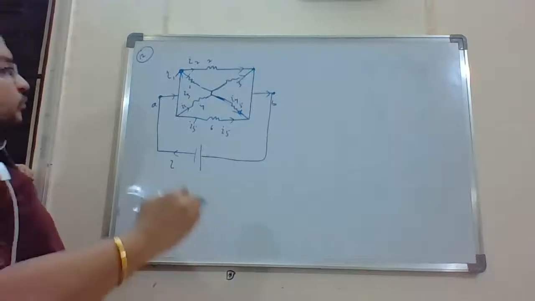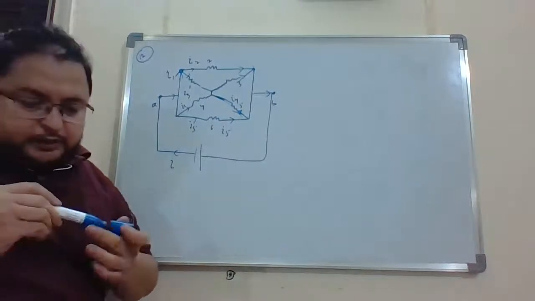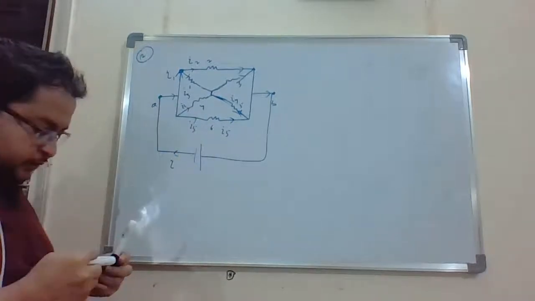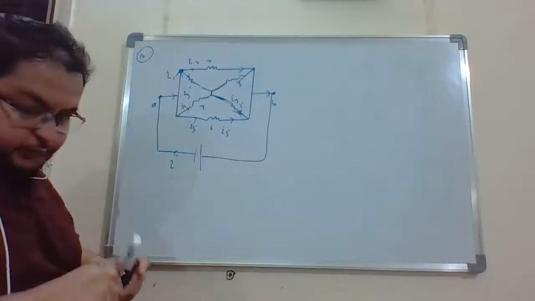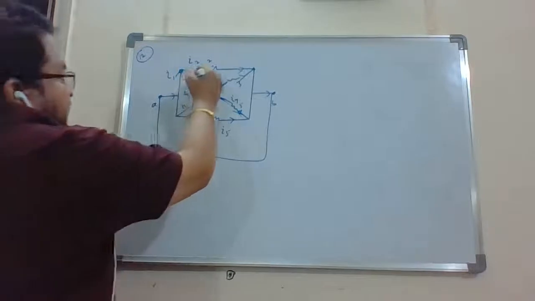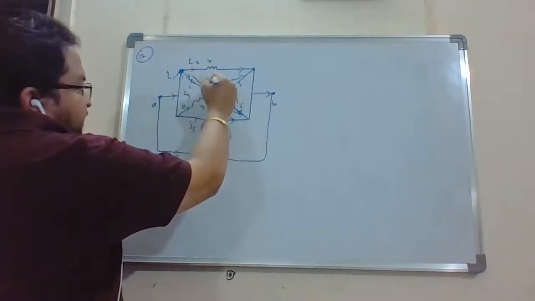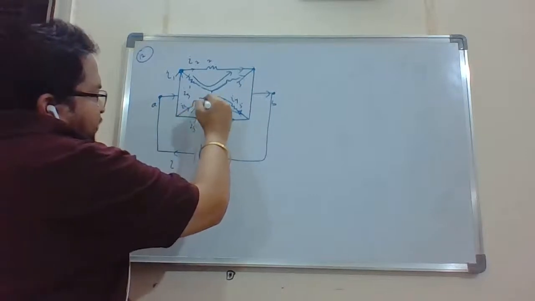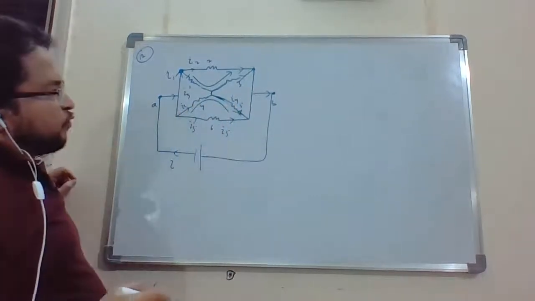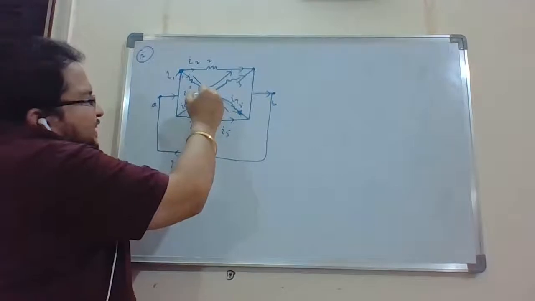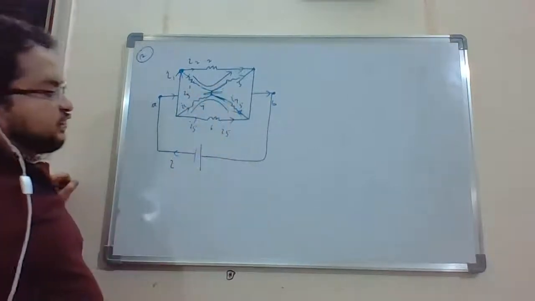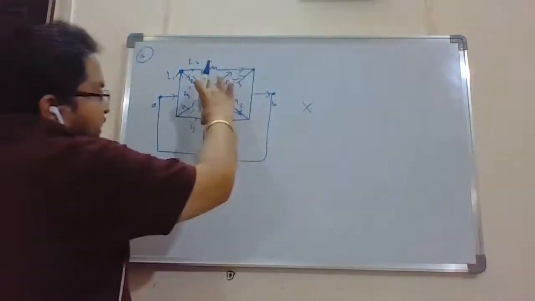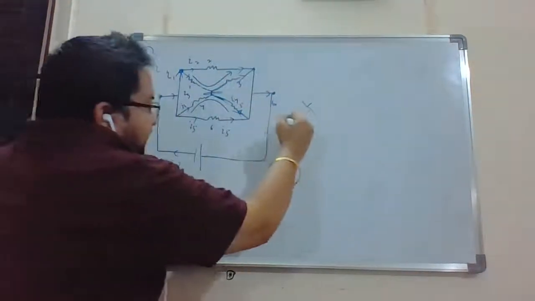Now if you see, current coming from this side is I3 and going to this side is I3. From this side is I4, going to this part is I4. So, is there in reality any current flowing through this junction? The answer is no, right? So, let me zoom it for your understanding.